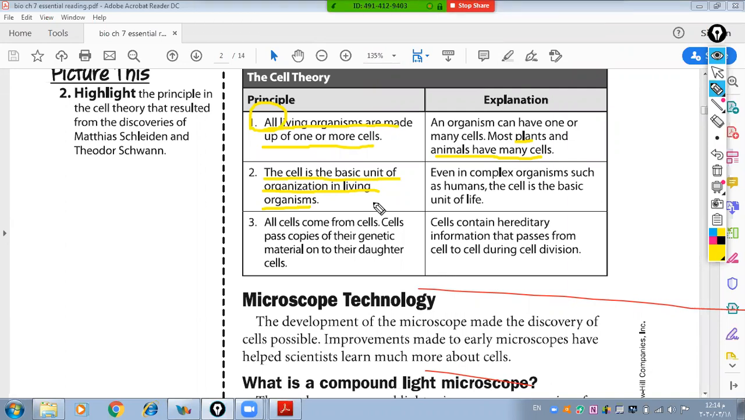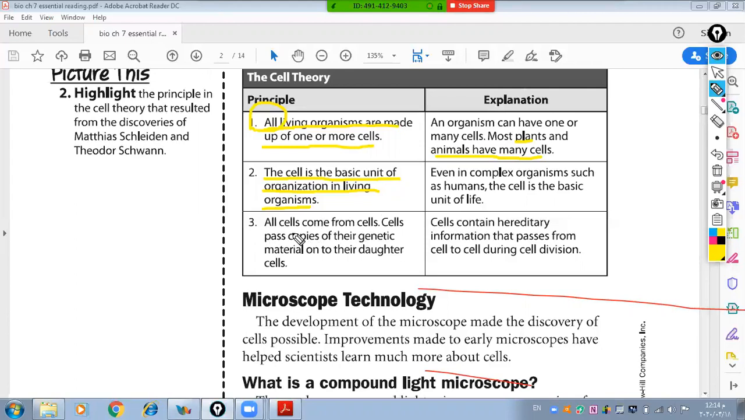Then after organ, a group of organs make what? A system. Then many systems form the whole body of the living organism. So in one word: cell, tissue, organ, system, body. Okay? Cell, tissue, organ, system, body.